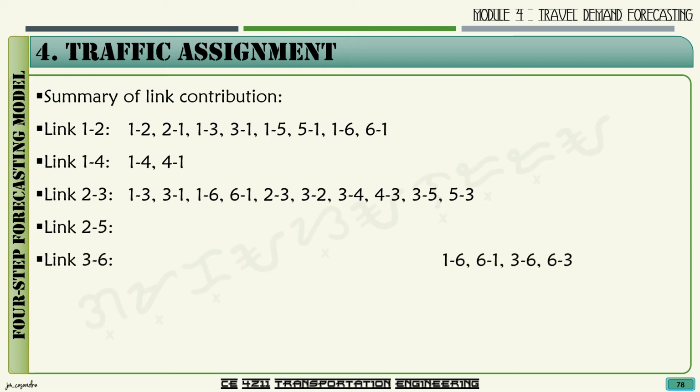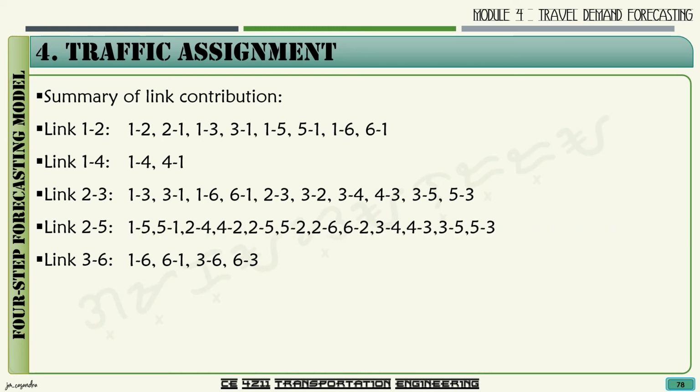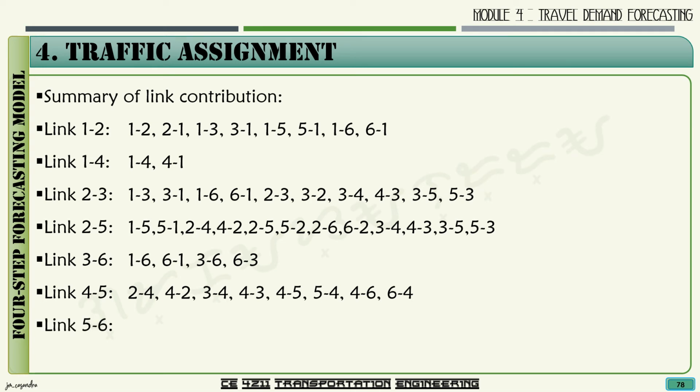Then for 2, 5, we'll have 1, 5, 5, 1, 2, 4, 4, 2, 2, 5, 5, 2, 2, 6, 6, 2, 3, 4, 4, 3, 3, 5, and 5, 3. Then for 3, 6, we'll have 1, 6, 6, 1, 3, 6, 6, 3. And for 4, 5, we have 2, 4, 4, 2, 3, 4, 4, 3, 4, 5, 5, 4, 4, 6, 6, 4. And lastly, for link 5, 6, we have 2, 6, 6, 2, 4, 6, 6, 4, and 5, 6, 6, 5.